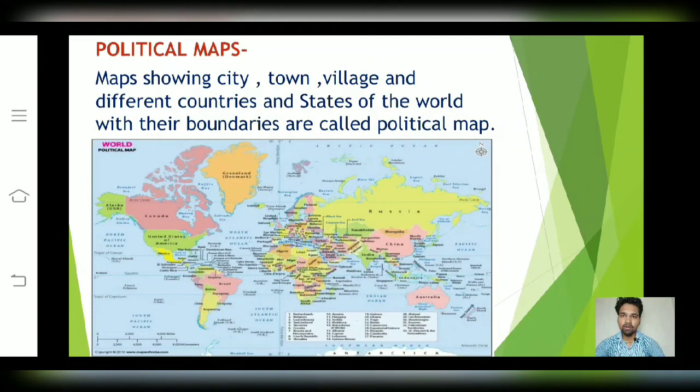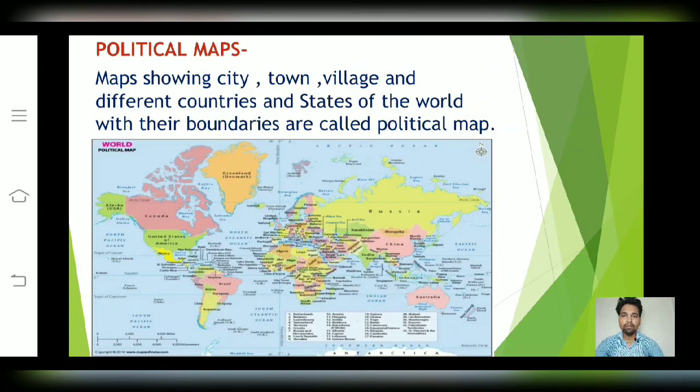Friends, here we will discuss the political map. What is a political map? Friends, if we go to the stationery shop and ask the shopkeeper for a map, he will first ask which type of map you want, whether you prefer a physical map or a political map, and he will provide it to you. So the importance of maps is nowadays increasing very high. So here we are discussing the political map.